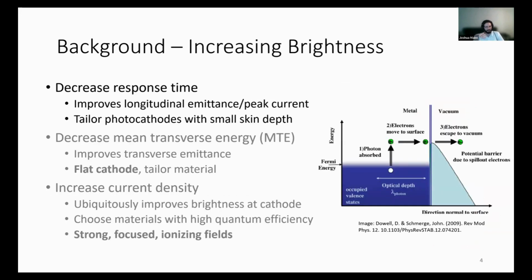This is going in order from least relevant to most relevant for my work. First off is decreasing response time. If you're just using a standard photocathode, your illuminating laser is going to penetrate some depth into your material. Your electrons are going to be excited from that depth and will take some time to return to the surface. So even if you have an ultra-fast femtosecond scale laser, that could be spread out to hundreds of femtoseconds or picoseconds. And so if you want to improve that, you do have to pick a better material or a different laser wavelength to get a smaller skin depth or so that the transport process is faster.